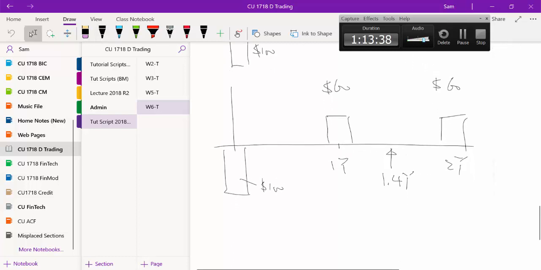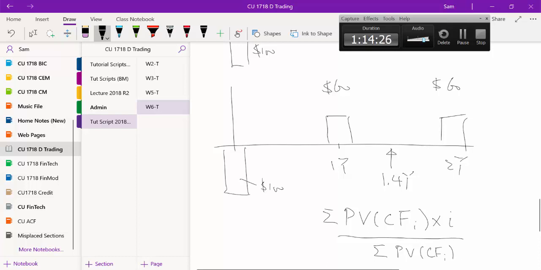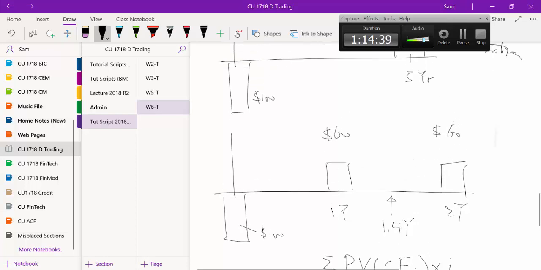Now, how do you work that out? What you do is you take the present value of all your cash flows over different time periods, multiplied by the time period itself, summed up, and divided by the present value of all the cash flows, which of course is the bond price. Now, like I said, I don't remember formulas like that, but I understand what it is used for, and I'll tell you what duration is useful for.